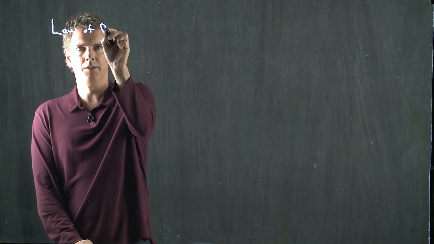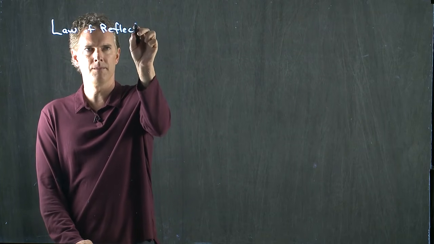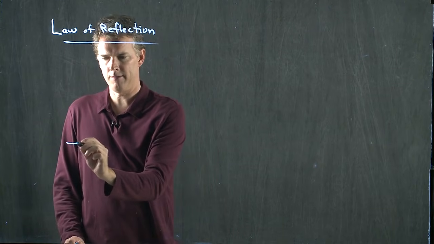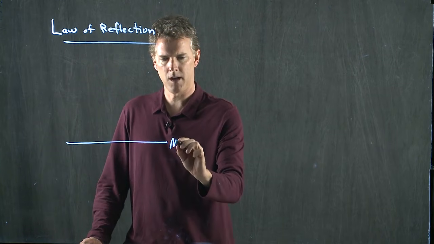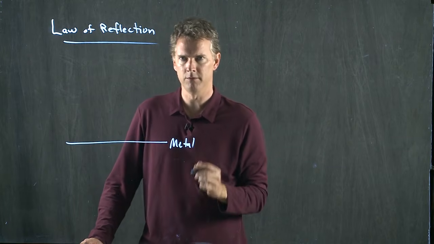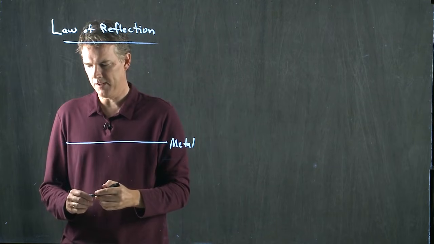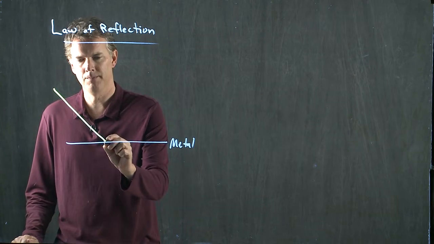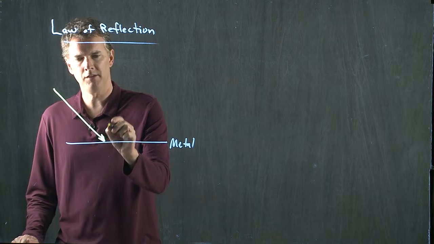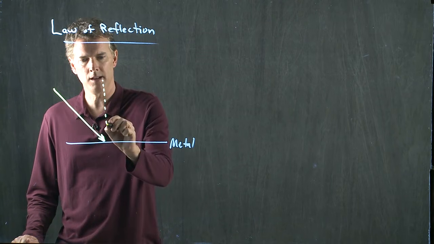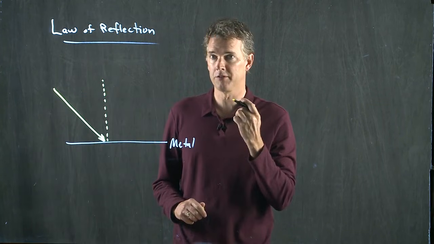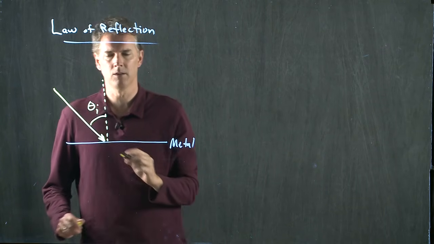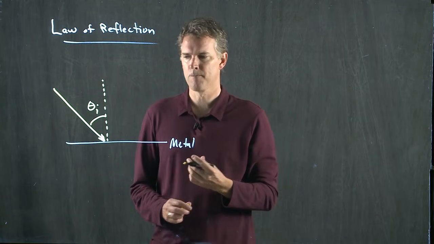Which brings us to the law of reflection. And we sort of alluded to this in our first picture, which is the following. Let's say we have a mirror. Okay, we know that a mirror is made up of shiny metal. And let's say that we have a ray coming in at some particular angle. And when we draw these angles, we always draw it relative to the surface normal. That incident angle, we call it theta I.